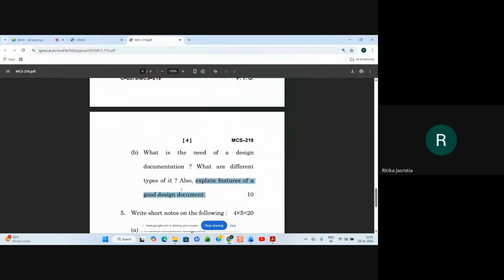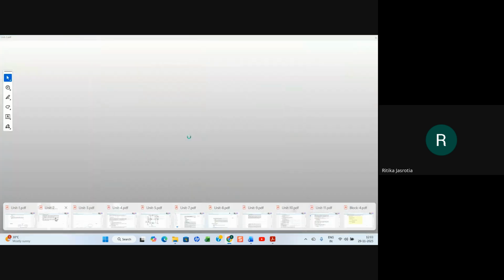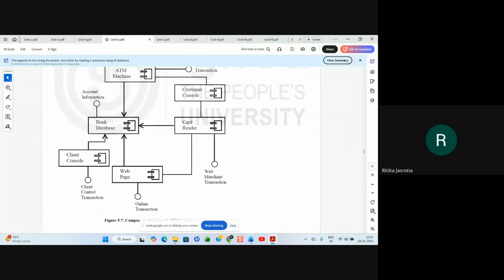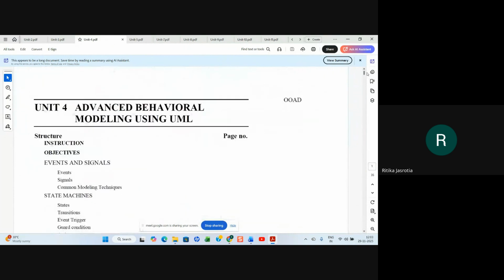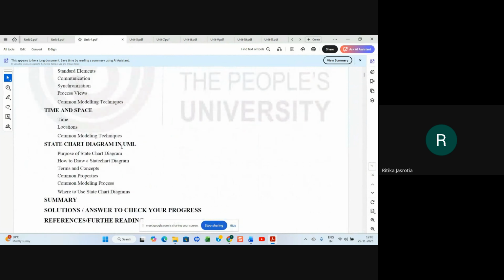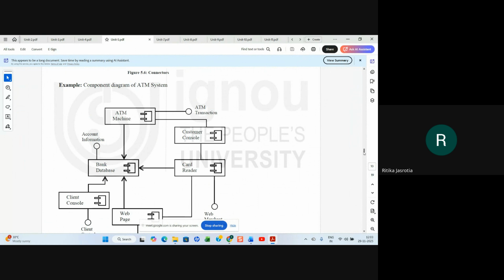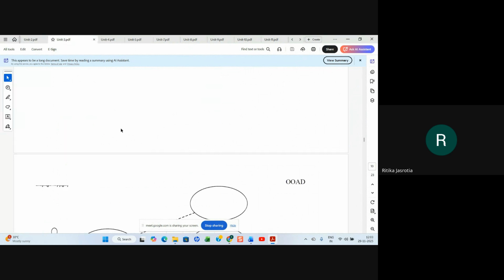Right? Then the fifth question is: write short notes on the following, collaboration diagram. So collaboration diagram was in, I don't know, it was in this part or, so this is having state chart diagram. I don't know if collaboration diagram is there or not. Collaboration diagram is also known as communication diagram.